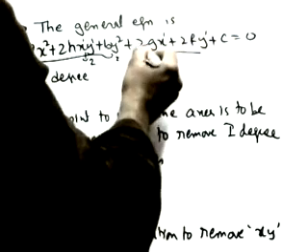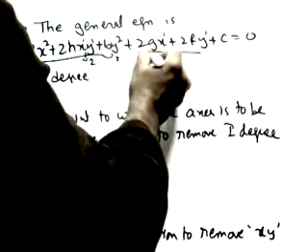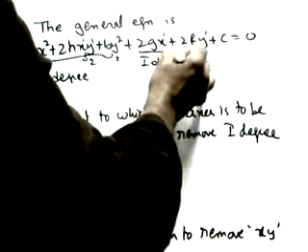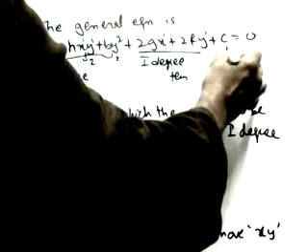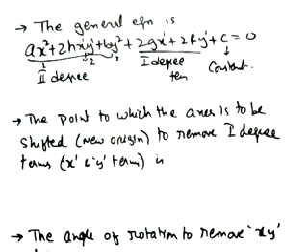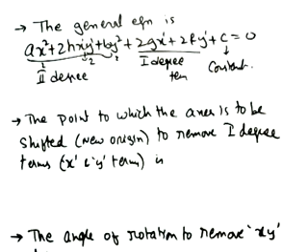Now these two terms, where the power of x is 1 and the power of y is 1, are called first degree terms, and this is called the constant term.